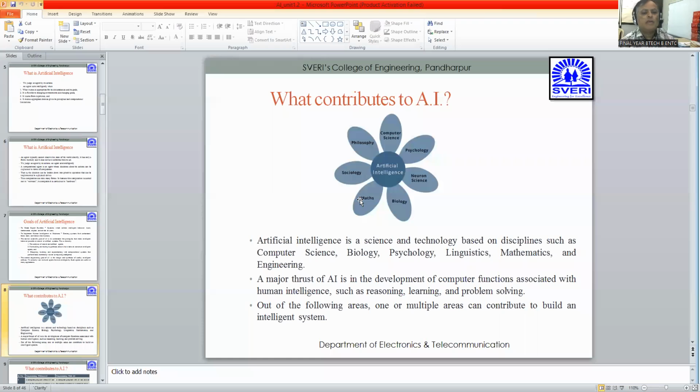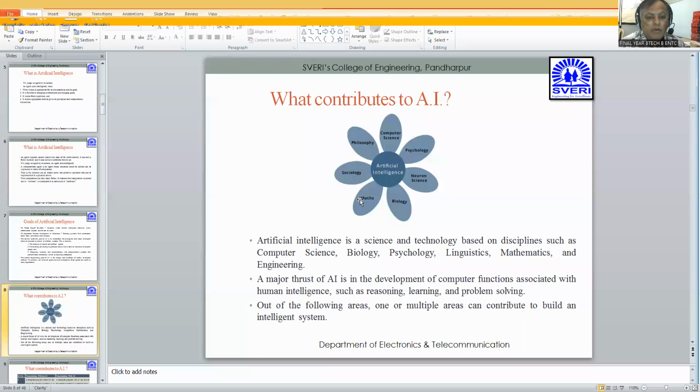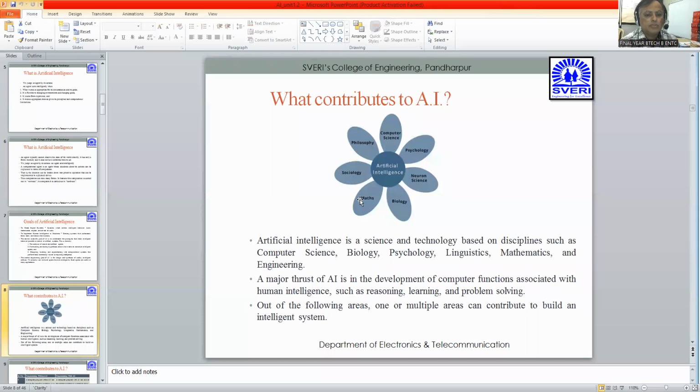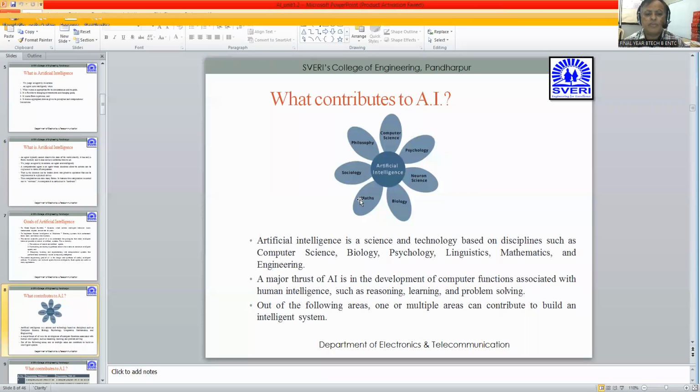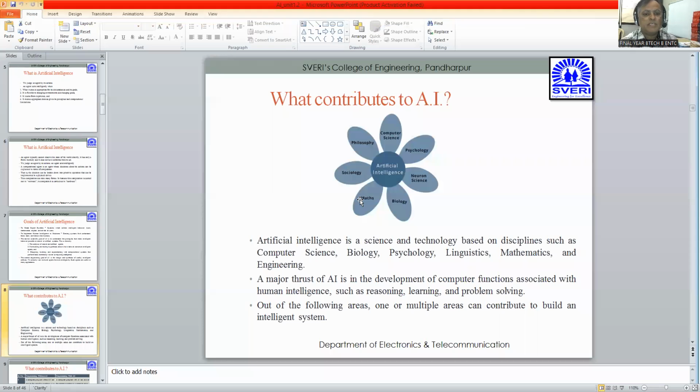Okay. So I do feel that these disciplines should all contribute in order to make intelligent systems. Beyond these disciplines, they should have reasoning, learning, and problem solving ability. That is what the thrust of AI is, if you want to develop computer functions associated with intelligence. And henceforth, we say that these are the things that contribute to AI.